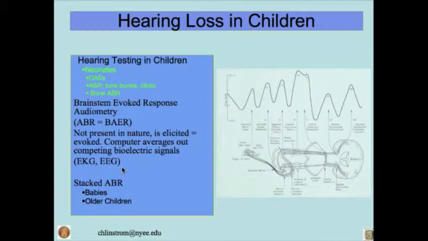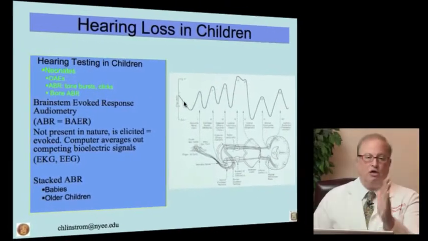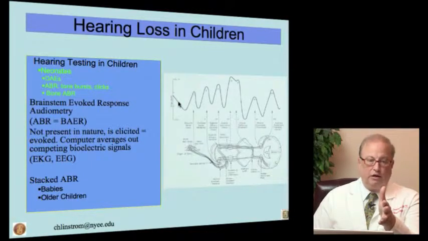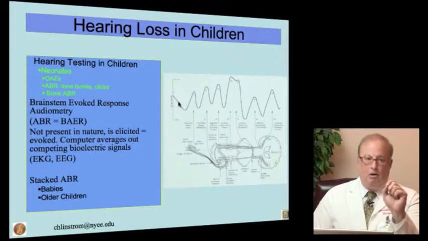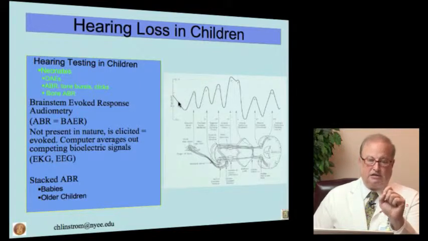We put sound energy in, either a click or a tone burst, and we have to average out competing bioelectric signals, such as the other two mentioned. And this gives us a series of waveforms which are cochlear events and then up the ladder to the cochlear nerve nucleus in the pons, in the midbrain, and then higher centers. And they are age and sex specific.